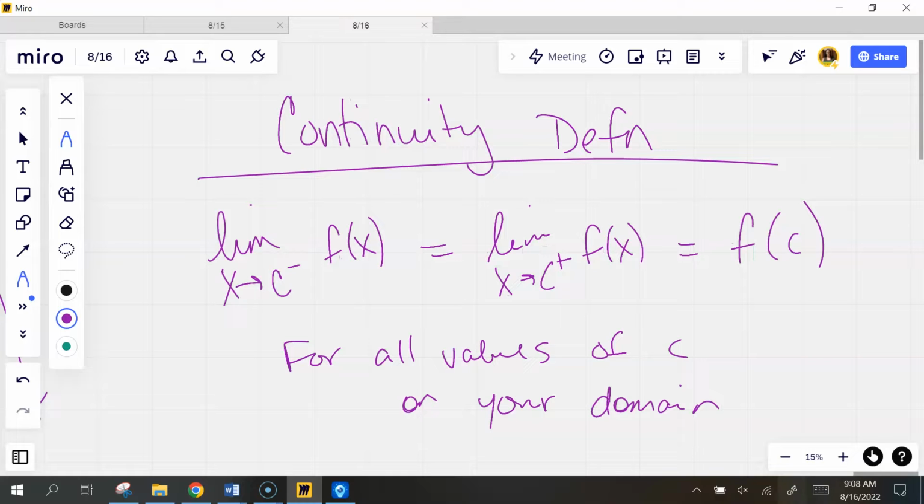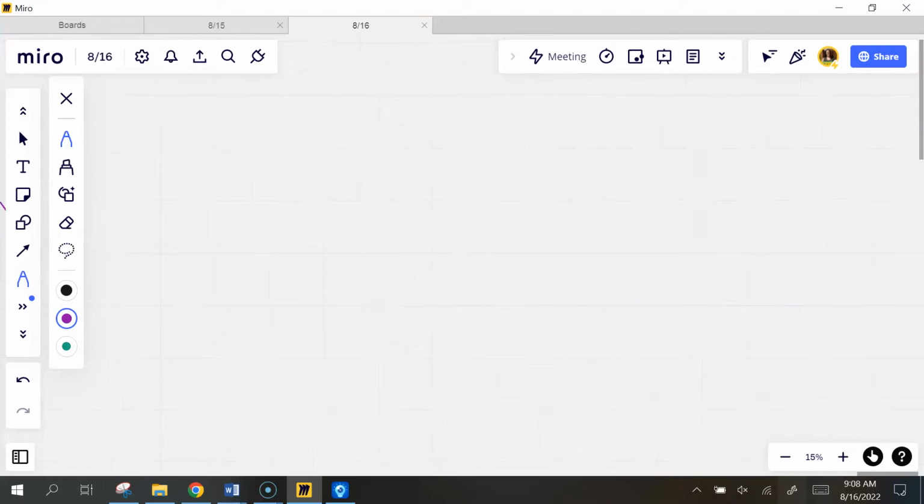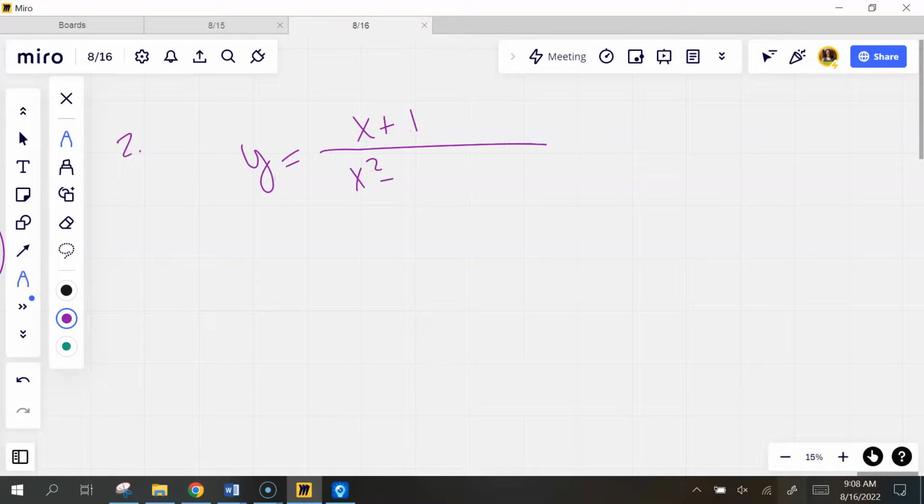So let's look at a couple examples. This is number 2 on your homework. Find the points of discontinuity of the function and identify the type of discontinuity. So remember, I'm looking for holes, asymptotes, jumps. When are your jumps going to happen, by the way?